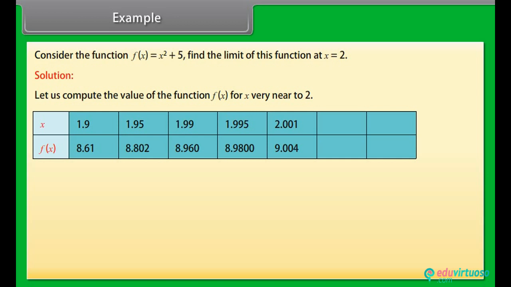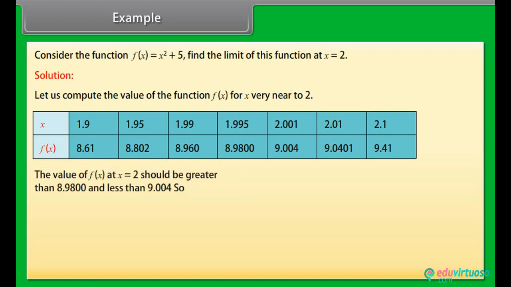For x is equal to 2.01, the value of f(x) is 9.0401. For x is equal to 2.1, the value of f(x) is 9.41. The value of f(x) at x is equal to 2 should be greater than 8.9800 and less than 9.004. So, when x approaches from the left, the value of f of x is 9 as given below.